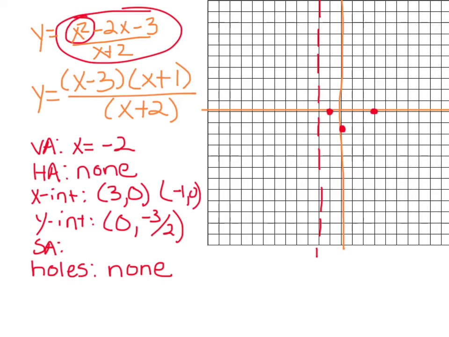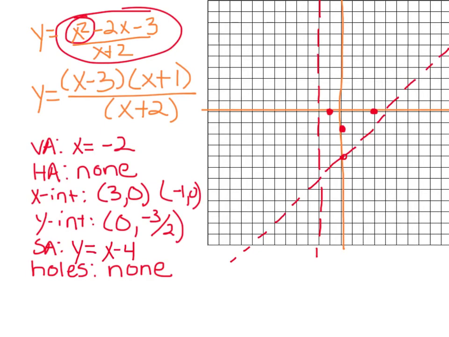Okay, so our slant asymptote we determined was at y equals x minus 4. That's just a line with a y-intercept of negative 4 and a slope of positive 1. So I'm going to dash in my diagonal slant asymptote. And then the rest of the points we can get by looking at the calculator.